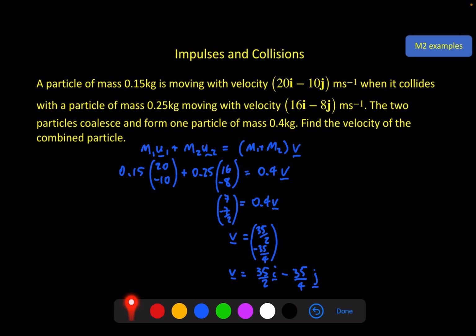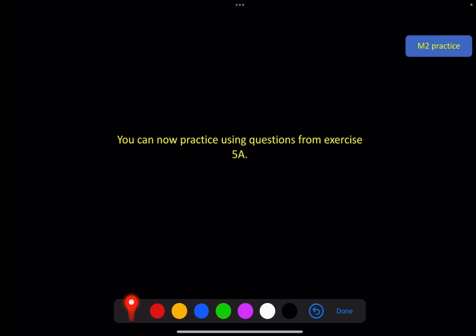You've used these equations before, impulse and momentum. We've also used vectors before. Here we're just putting those two things together. I hope that's enough then for you to have a go at exercise 5A, and maybe I'll see you in the second video for something new, Newton's law of restitution.